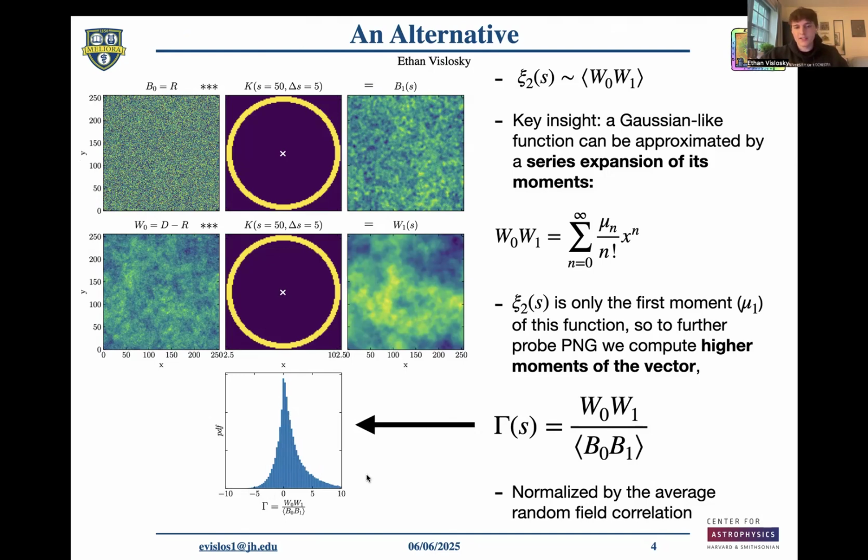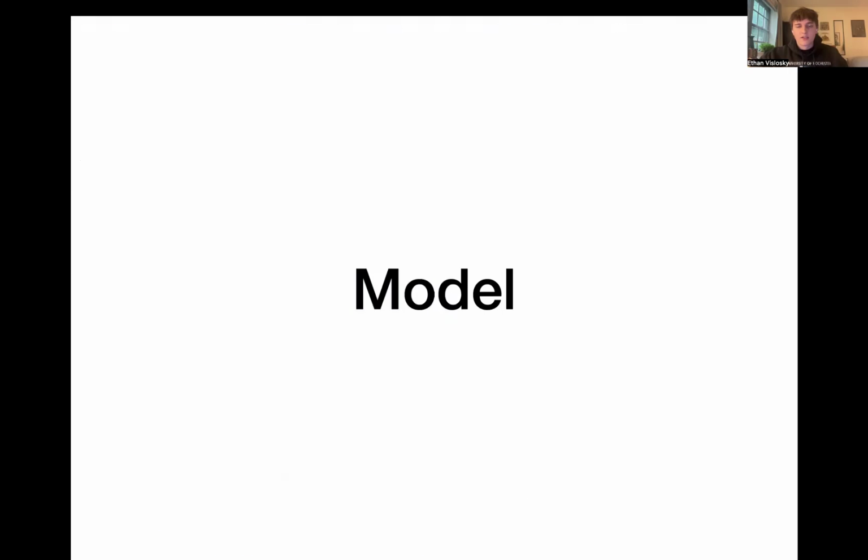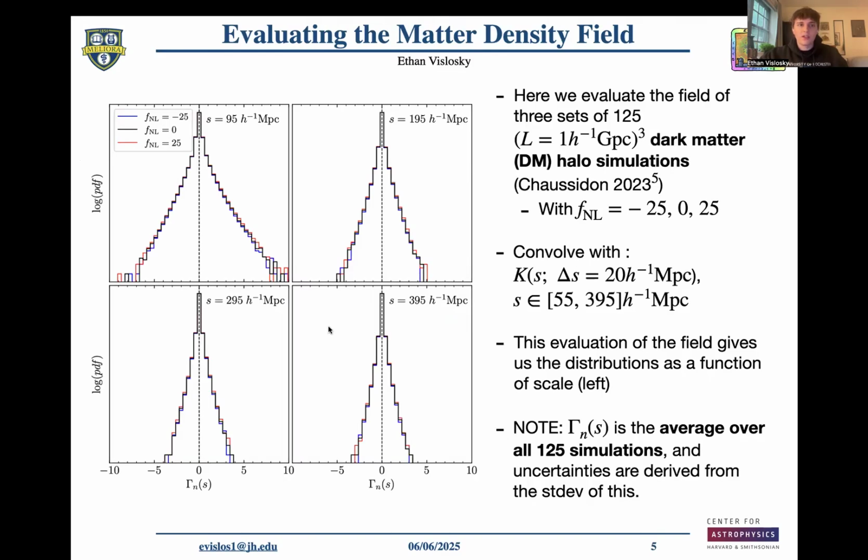At various scales. So for our model, we evaluate these distributions, as I showed in the previous slide, at various scales, meaning various radii of the kernel. And this essentially gives us a distribution sensitive to PNG at various scales.